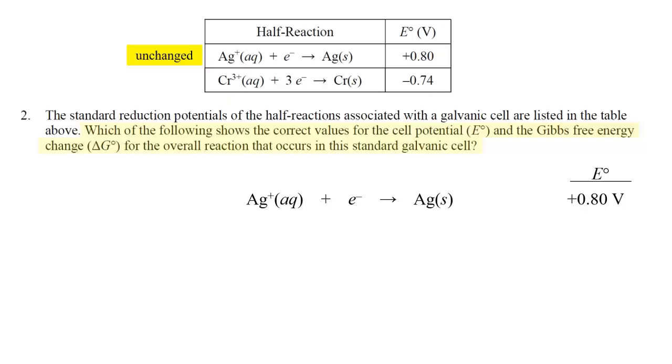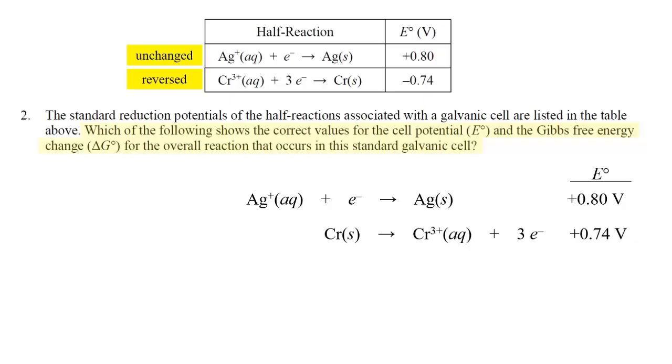But of course you can't have two reduction half reactions and you can't have two oxidation half reactions. You have to have one of each. Since I didn't change the silver half reaction, I'm going to reverse the chromium half reaction. So now it's going to be solid chromium on the left and then the aqueous chromium 3+ ions on the right. By the way, I did change the cell potential from negative 0.74 to positive 0.74. So that's good. That's going to give me a positive cell potential when these two equations are added together.